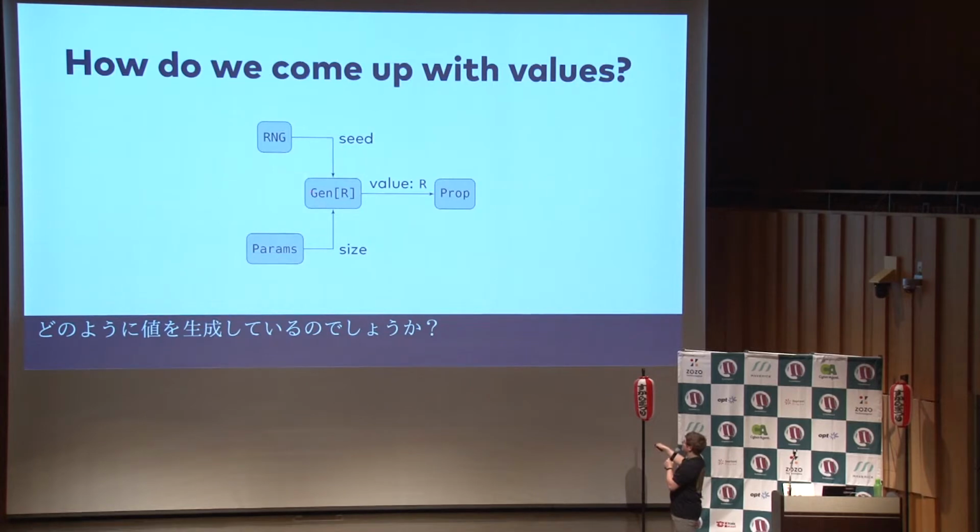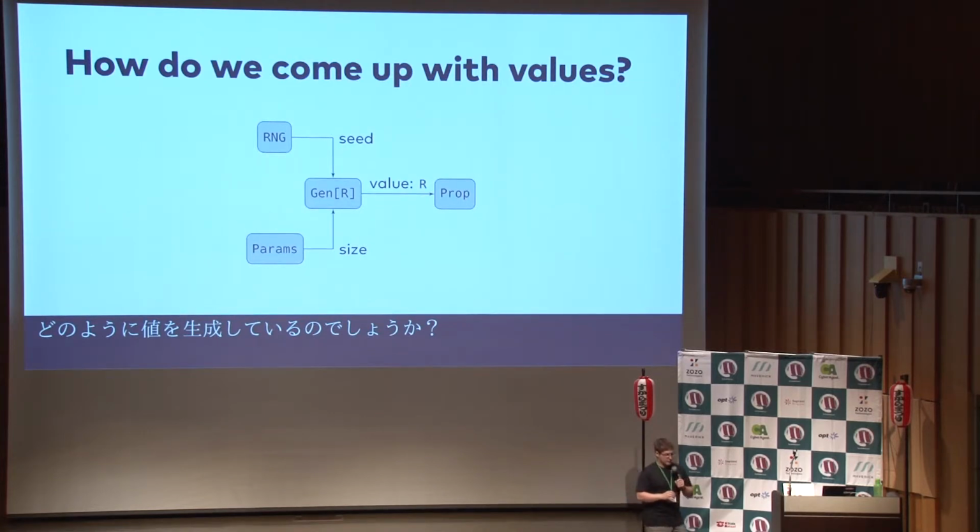The first input is some kind of random number generator. So it takes some sort of random seed, which is obvious. If we want to produce something at random, we need some random seed to start with. Also, we take in some parameters, which for the purpose of this talk, you can imagine is just a size.